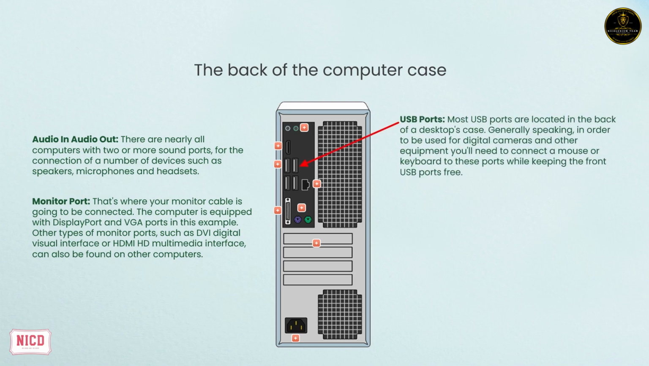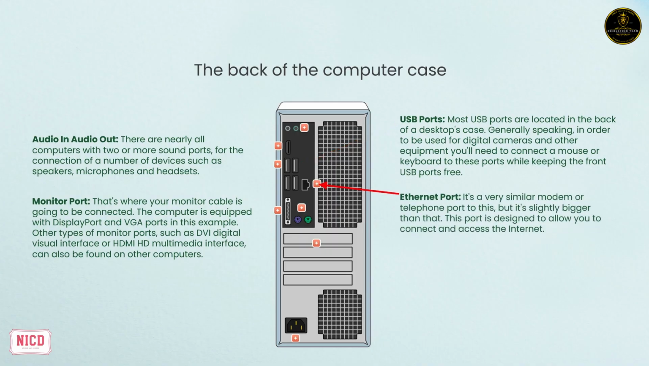USB ports. Most USB ports are located in the back of a desktop's case. Generally speaking, in order to be used for digital cameras and other equipment, you'll need to connect a mouse or keyboard to these ports while keeping the front USB ports free.